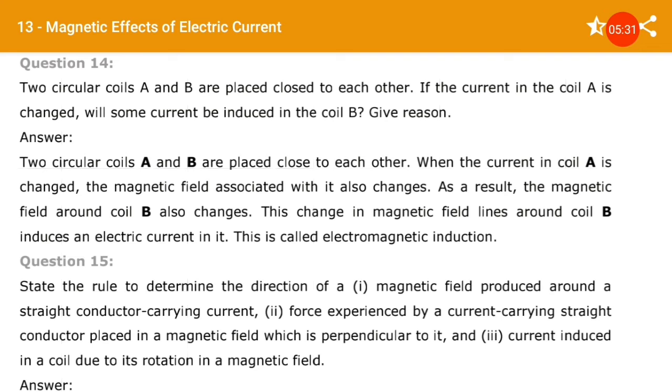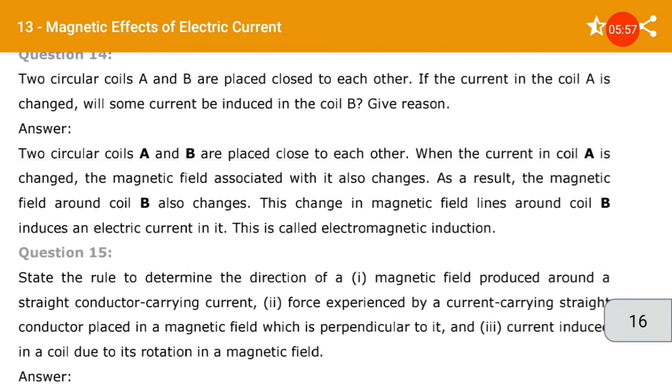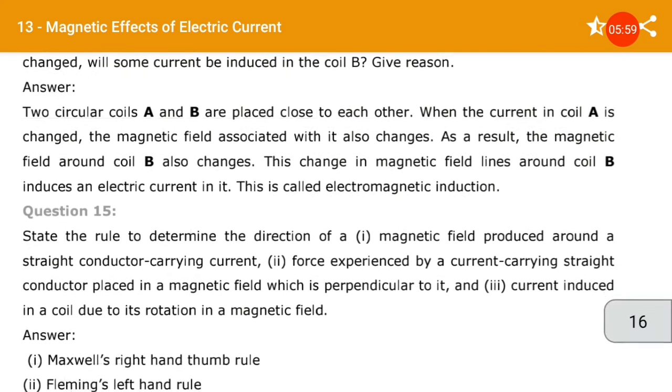Two circular coils A and B are placed close to each other. When the current in coil A is changed, the magnetic field associated with it also changes. As a result, the magnetic field around coil B also changes. This change in the magnetic field lines around B induces an electric current in it. This is called electromagnetic induction. So, the reason for this question is electromagnetic induction.